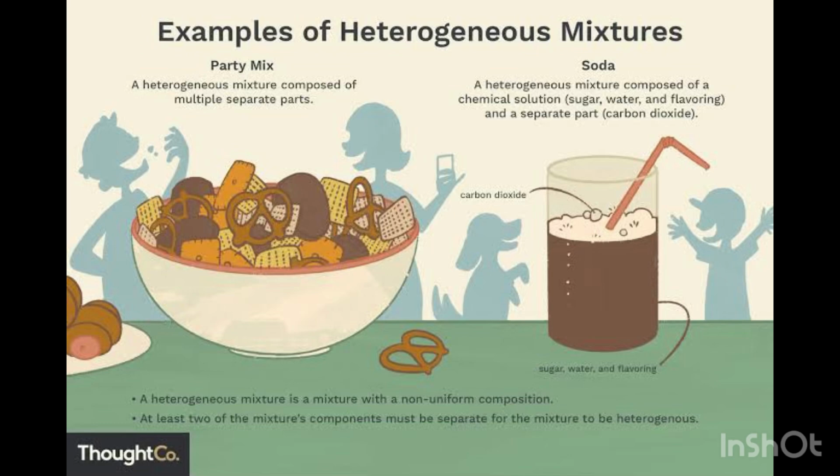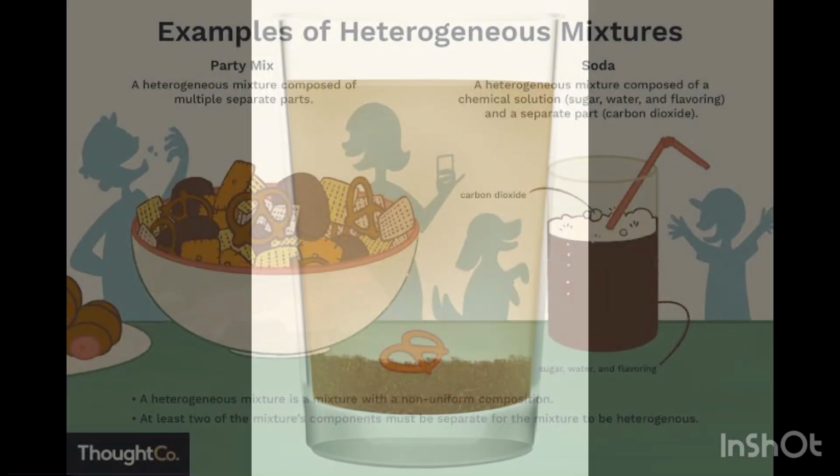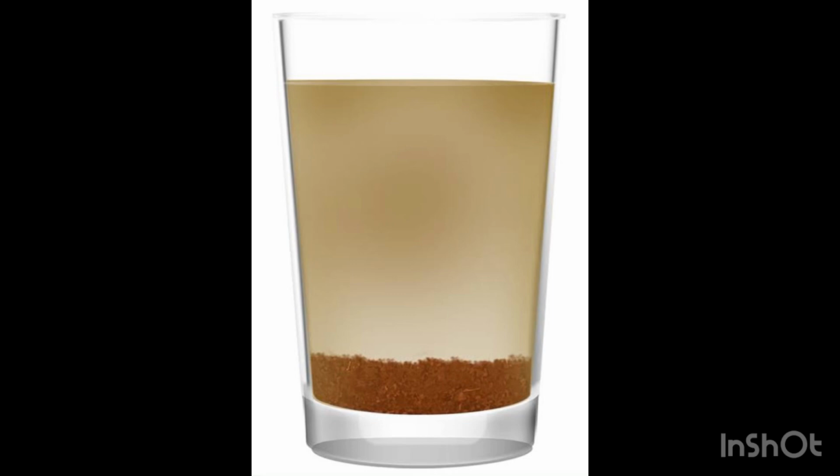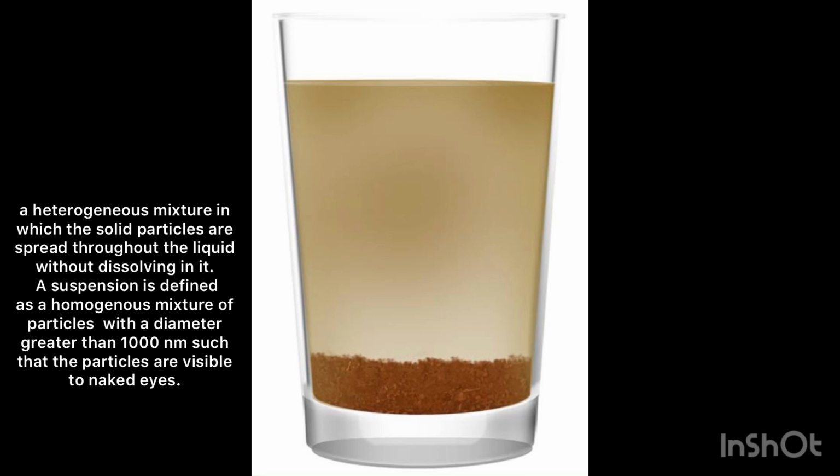Next is the heterogeneous mixture. It's a mixture with non-uniform composition, and at least two of the mixture components must be separated for the mixture to be heterogeneous, for example the soda and the party mix. And now we're gonna talk about the two main types of heterogeneous mixture, which are the suspension and the colloid. First, we're gonna talk about the suspension. A suspension is a heterogeneous mixture in which the particles in a solvent are so large that they settle out unless the mixture is constantly stirred.